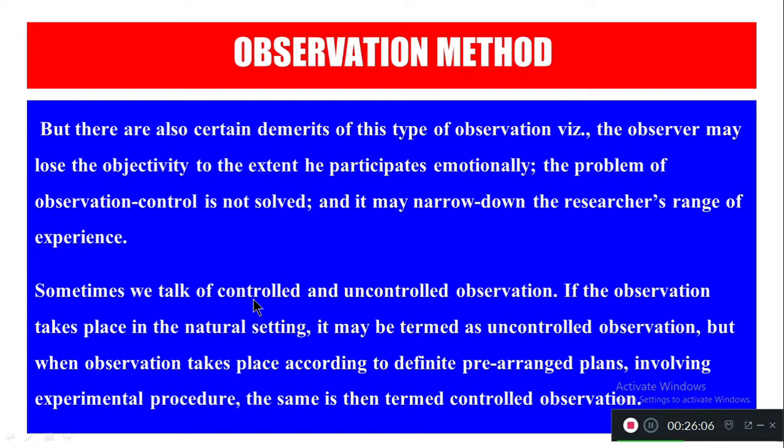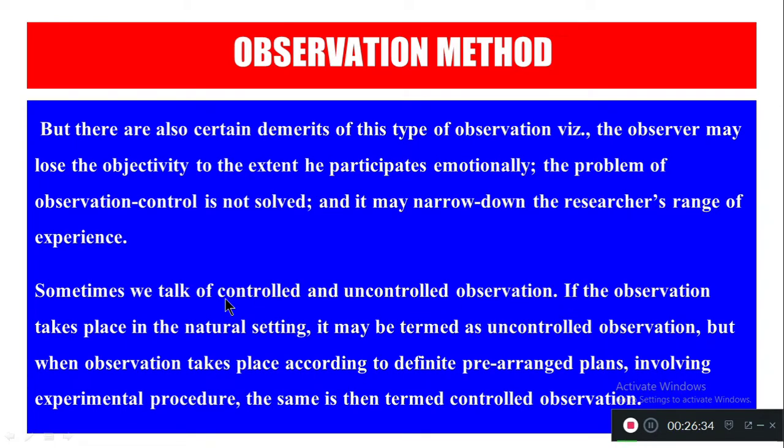Another type of observation method we are going to see is the controlled observation method and uncontrolled observation method. So far we have seen structured and unstructured observation methods. Next we have seen the participatory observation method and non-participatory observation method. Also we have discussed the disguised observation method. Now we are going to see controlled and uncontrolled observation methods.